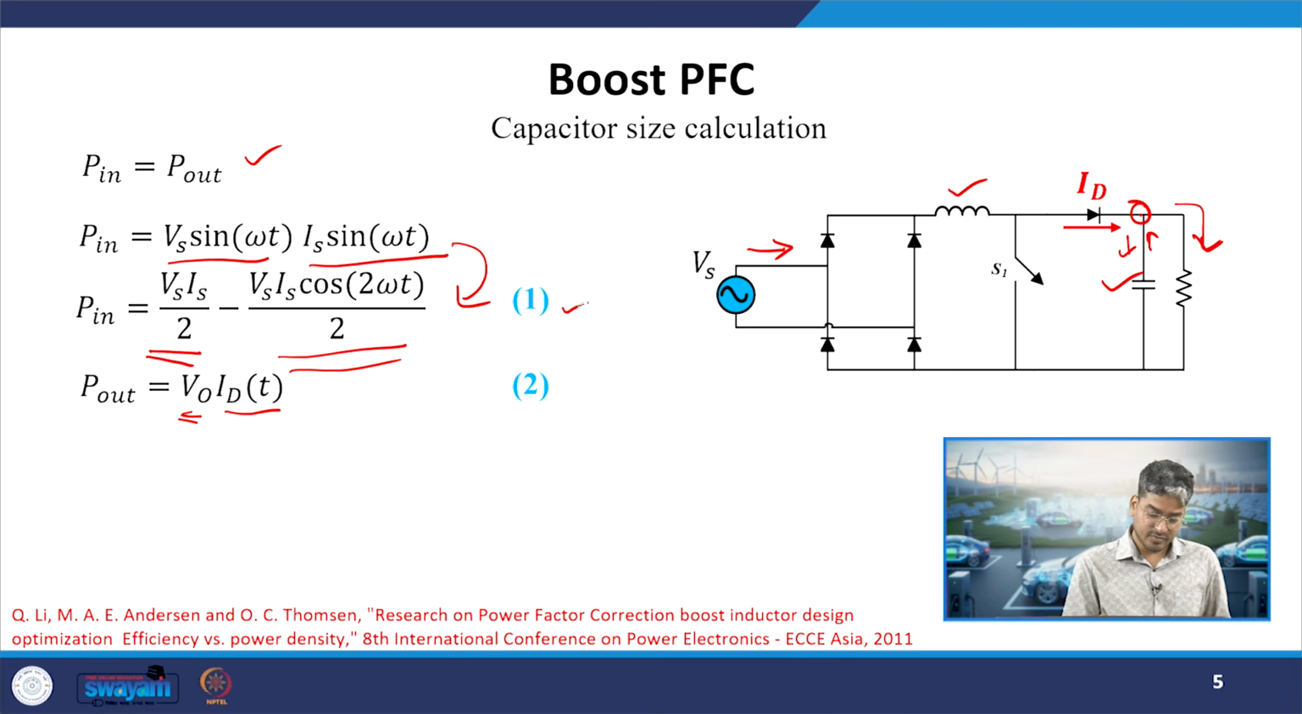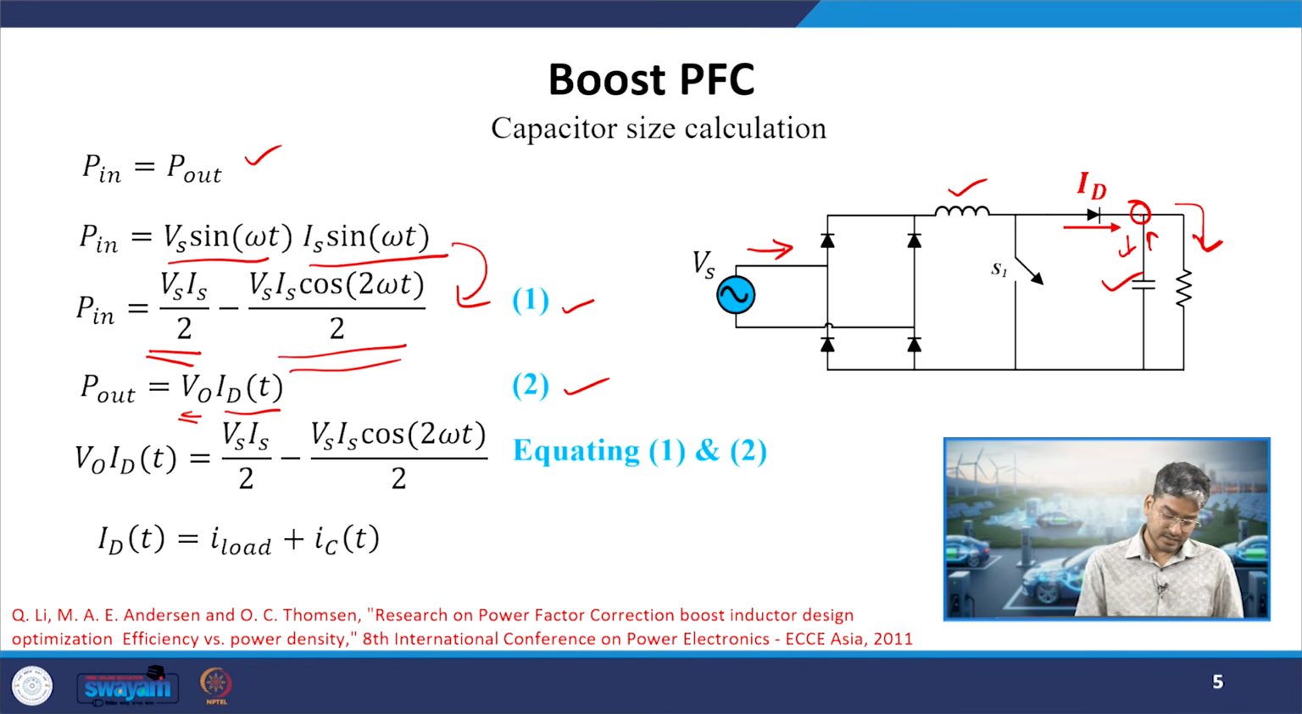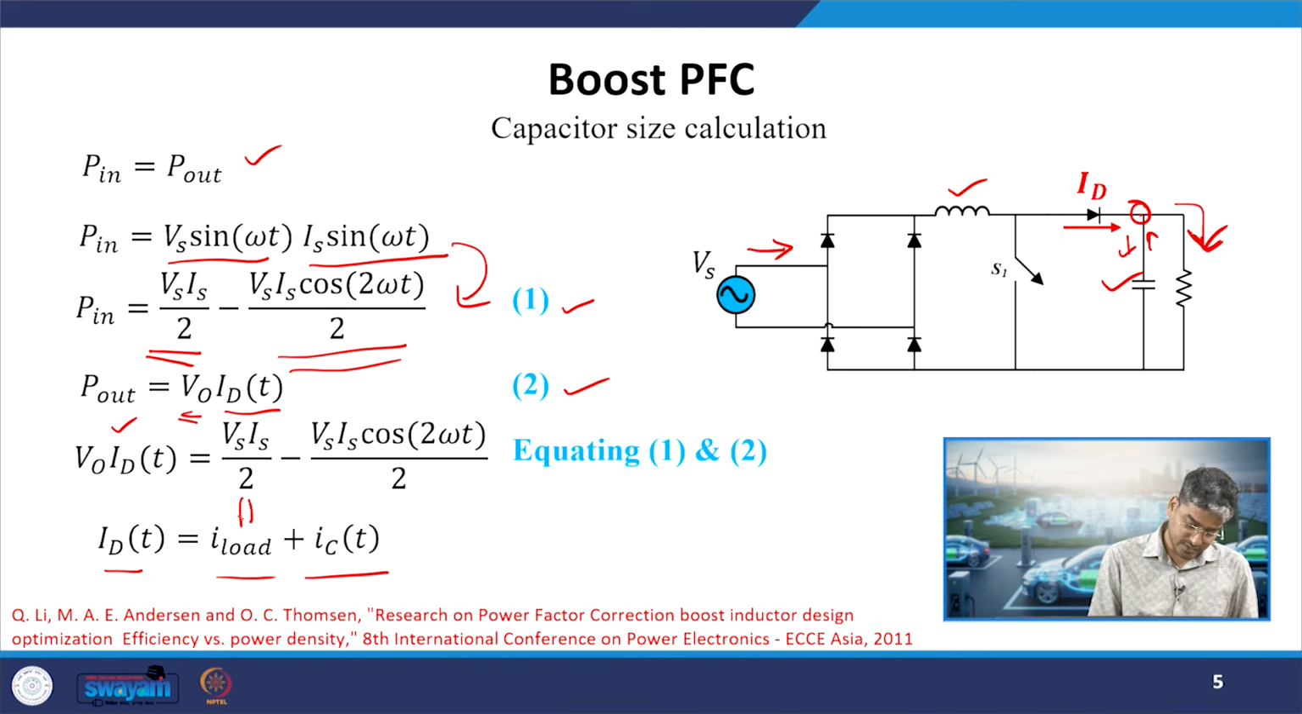So, here we have the input power, and here we have the output power. Now, equating both of them and solving, I will find that V0 into Id of t will be equal to Vs Is by 2 minus Vs Is cos 2 omega t by 2, where Id is equal to I load plus Ic. The load is drawing a constant power because we have a resistive load and we are neglecting the delta V0, or the ripple at the output voltage. So, this constant term represents the power which is consumed by the load.